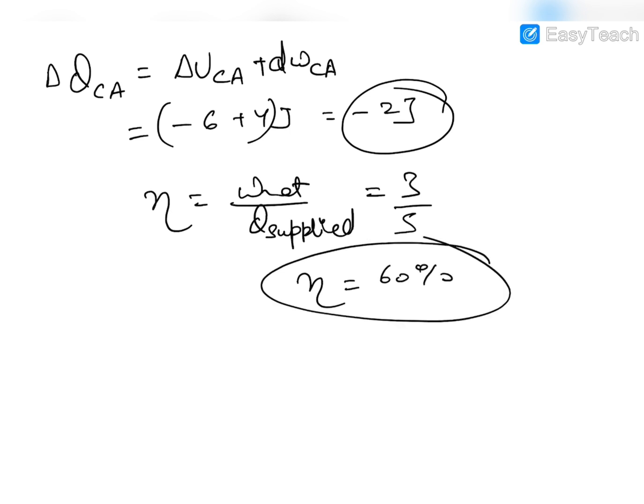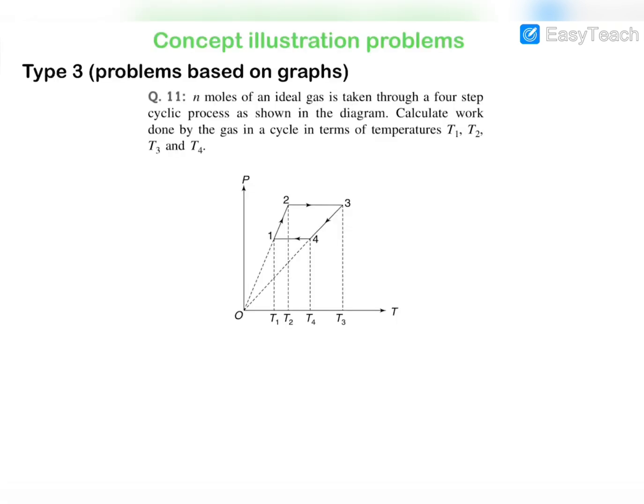Now we move on to the next question. In this question you can see that n moles of an ideal gas, and it is not given in the question whether it is monatomic, diatomic or polyatomic, is taken through this 4-step cycle 1, 2, 3, 4, 1. Now we have to find out the work done by the gas in this cycle in terms of T1, T2, T3 and T4.